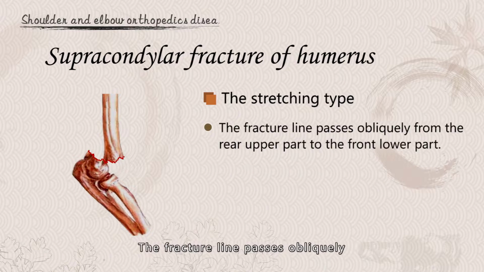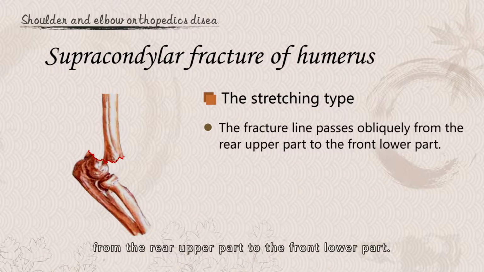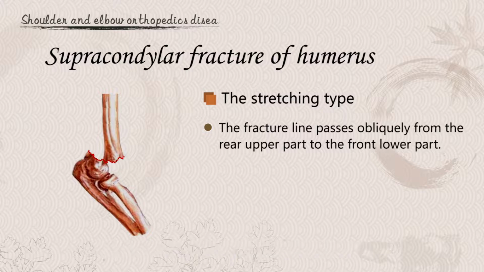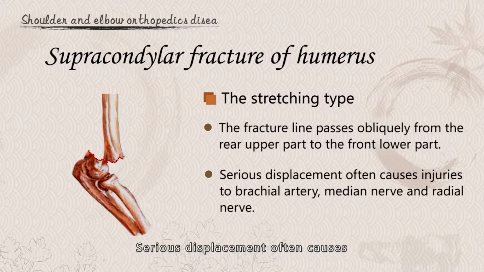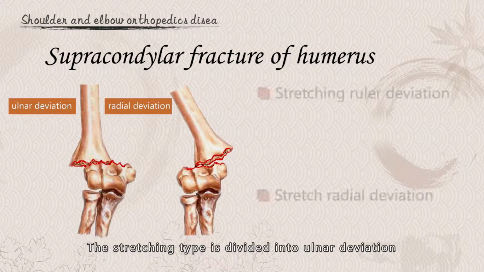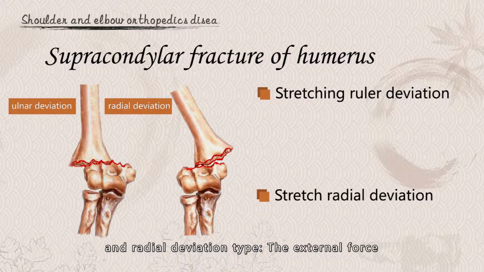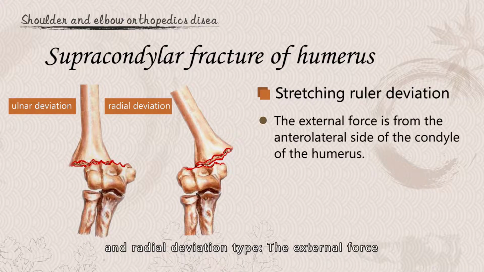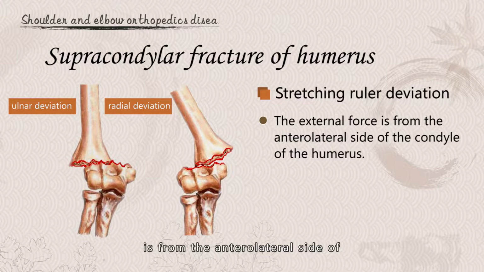The fracture line passes obliquely from the rear upper part to the front lower part. Serious displacement often causes injuries to the brachial artery, median nerve, and radial nerve. The extension type is divided into ulnar deviation and radial deviation types. The external force is from the anterolateral side of the condyle of the humerus.